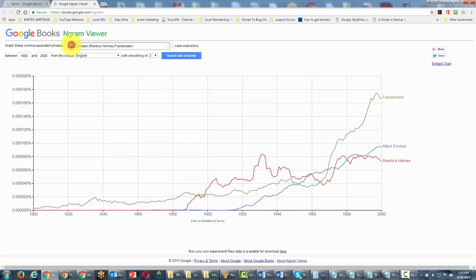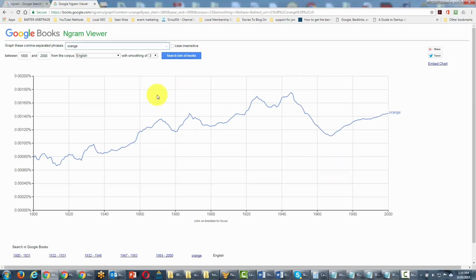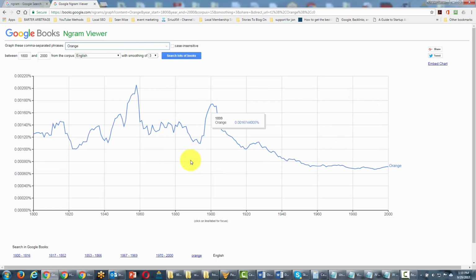Now in Google Ngram Viewer, one of the things that you will want to know is that search terms are case sensitive. So if you write in a search term and you put in a capital letter, it's going to give you a different result than if you put in one with lowercase letters. For example, if we were to write in the word orange and we were to search books from 1800 to 2000, we would see one term. However, if we were to change this term to one with capital letters, we're going to see a totally different trend. And so this is a good way of being able to get insight on the popularity of a term.